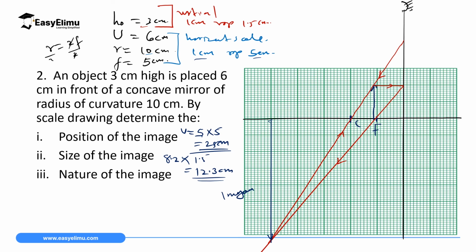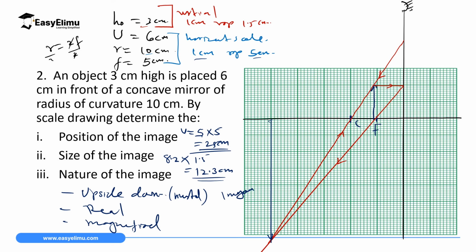Then now the nature of the image formed. The nature of the image formed here, we can describe it as upside down, that is, it is inverted. Then the image is real because it's formed by convergence of real rays. Then this image is magnified, it means it's larger than the object.